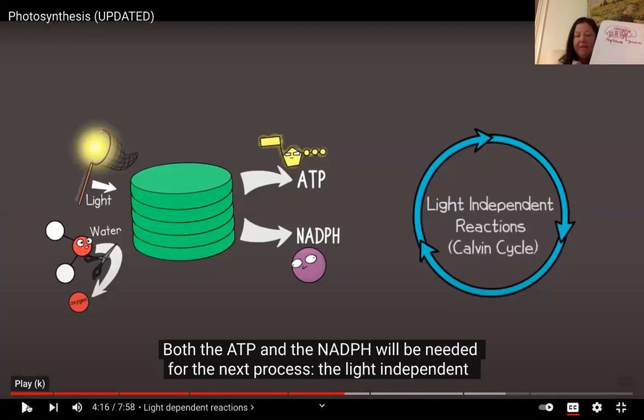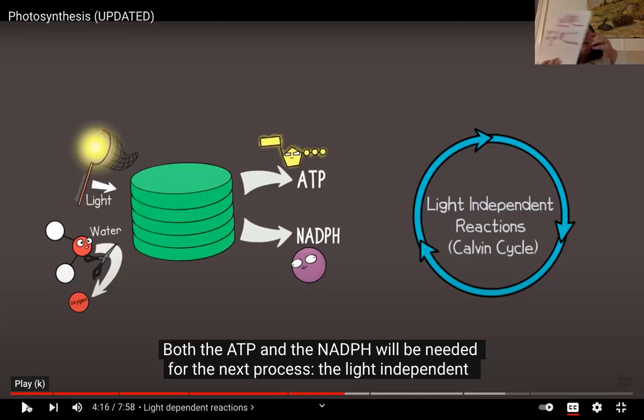Okay, let's go ahead and get this into our notes. So we're going to draw a granum, which is a stack of thylakoids that are located in the chloroplast. We're going to input light as well as the breakage of water here on that side. And I'll just put an X here to indicate that it's being cut. And then we're going to have an output of ATP and NADPH.